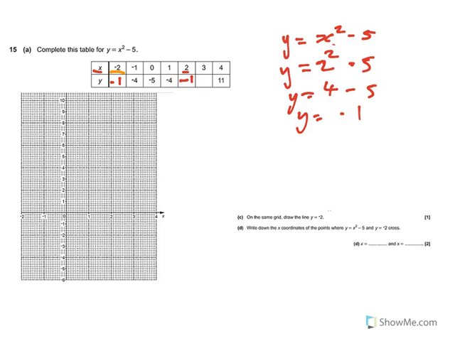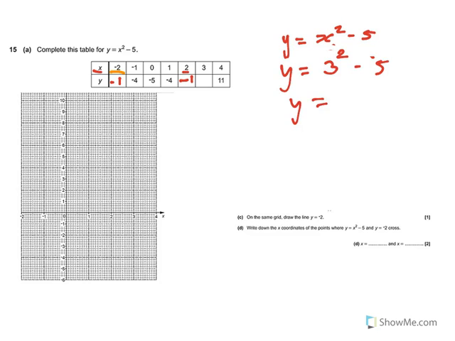And then the last value here, we've got x equals 3. So again, we need to start from the beginning of the equation and substitute in. So we've got y equals 3 squared minus 5. We have y equals 9 minus 5, which gives us y equals 4. Okay, we can put that in there now.